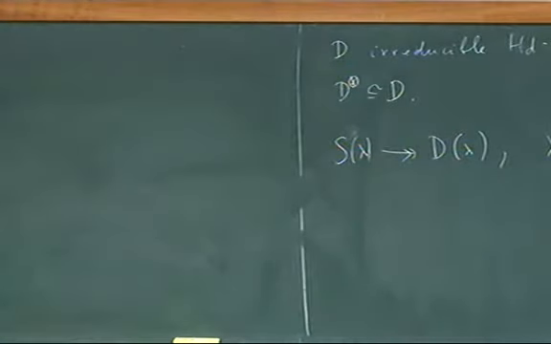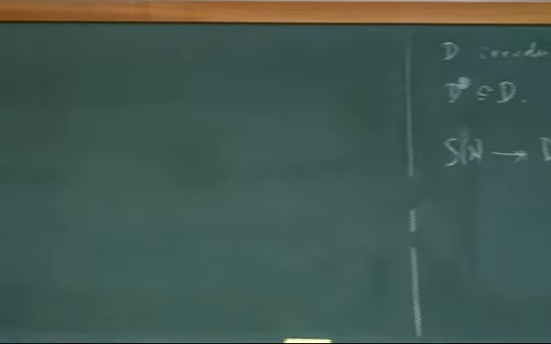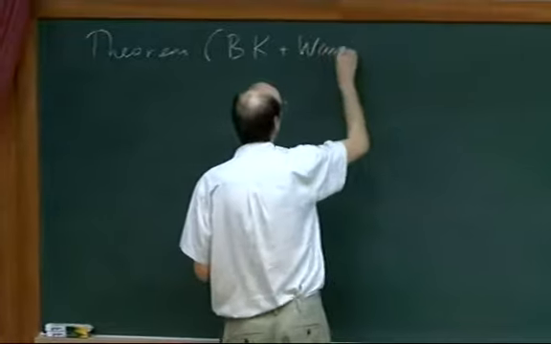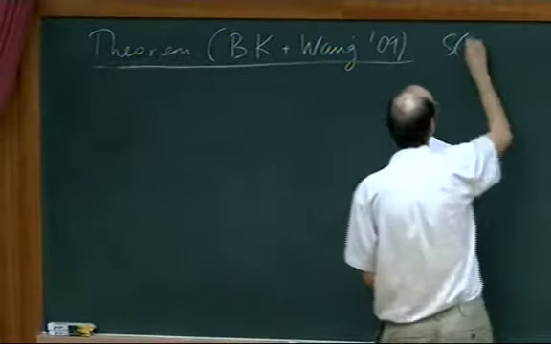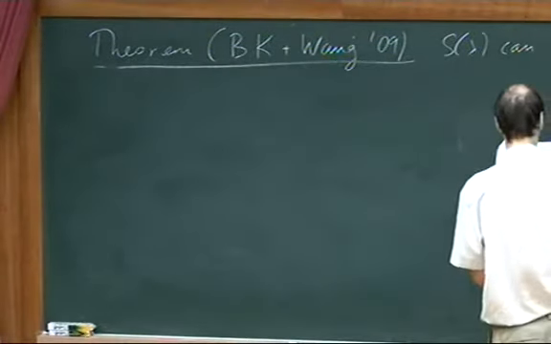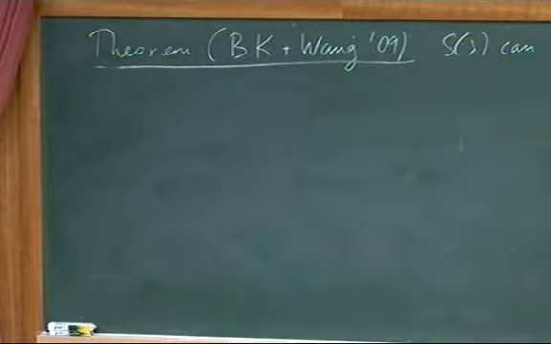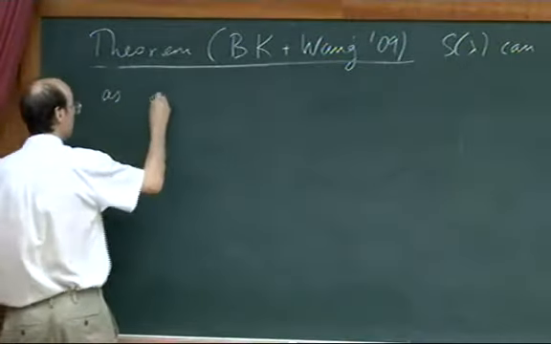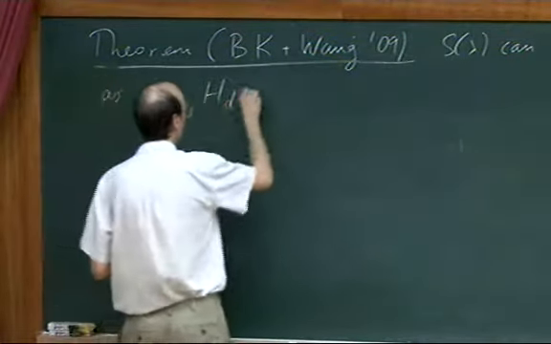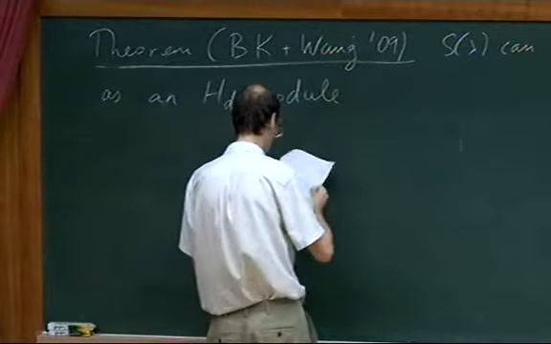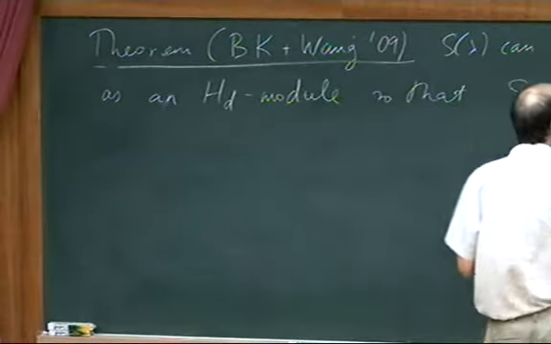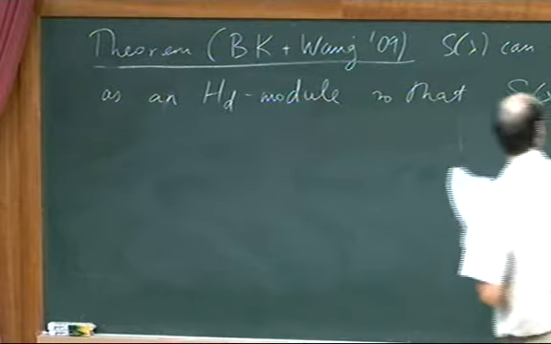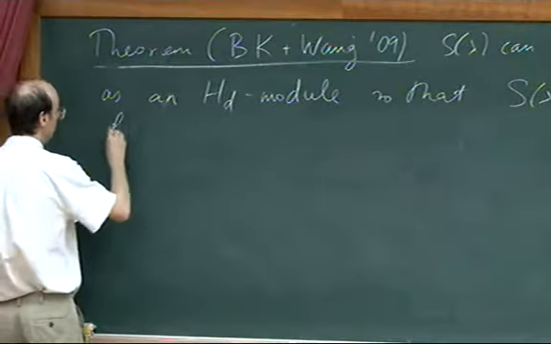And so my next theorem is joint with Brundan and Weiqiang Wang, and it says that S lambda can be graded uniquely as a module, not just as a vector space, so that this natural surjection is homogeneous. Remember, here we fixed already a unique grading, the symmetric one.